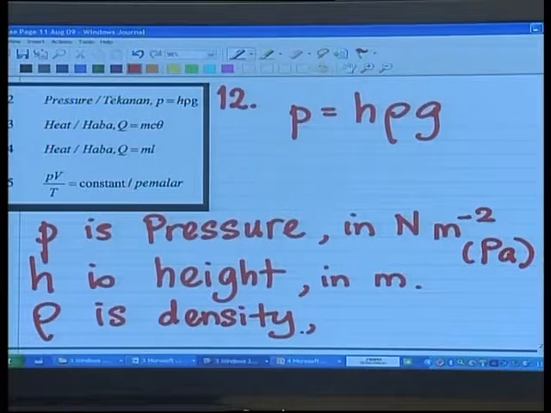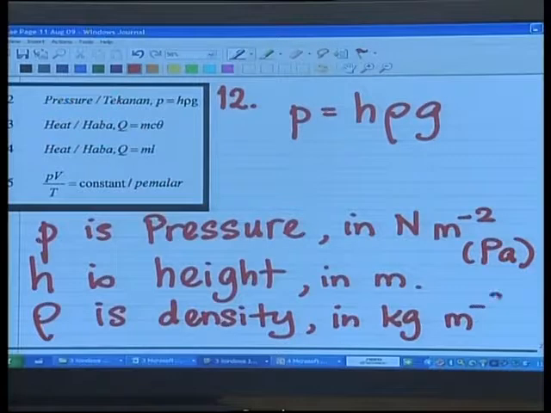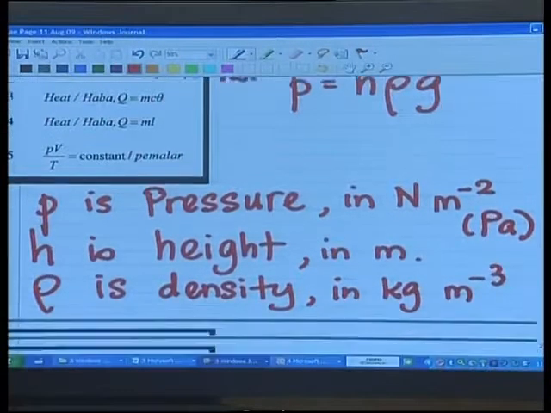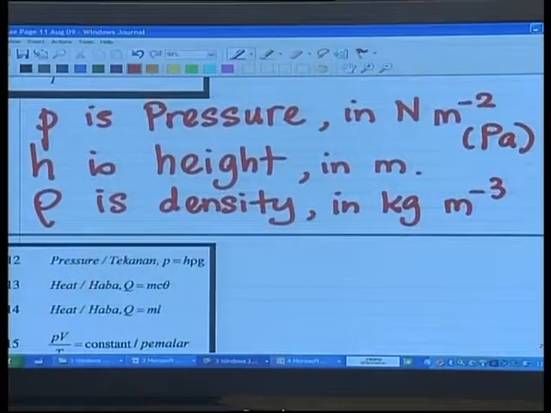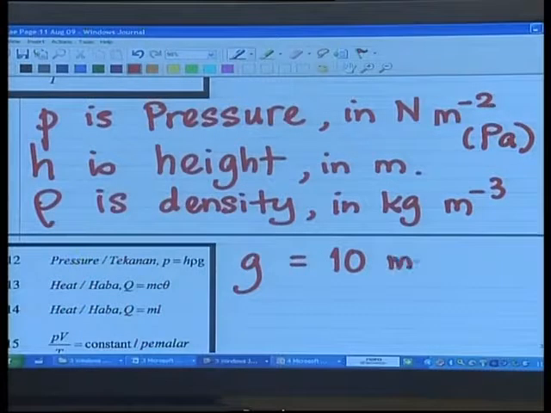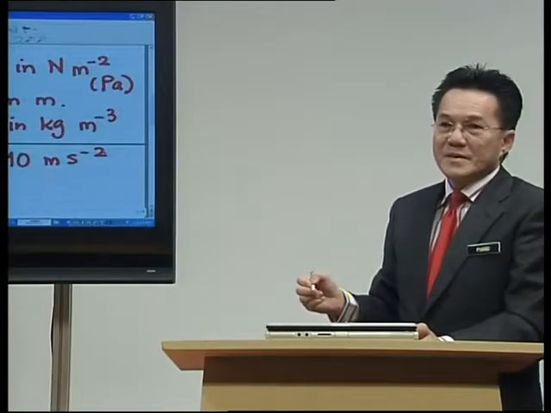And what is the units? It is in kilogram per meter cube. And what is the next one? H rho g. Now g is the acceleration due to gravity, given to us in the last formula. It is 10 meter per second per second.